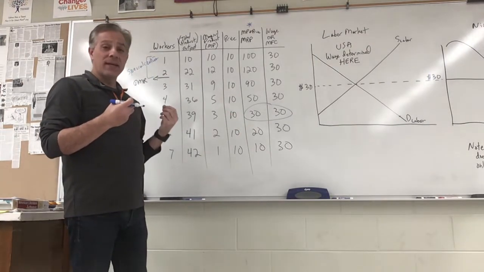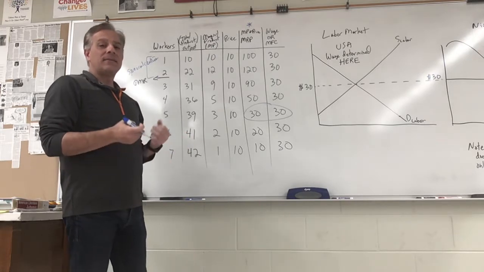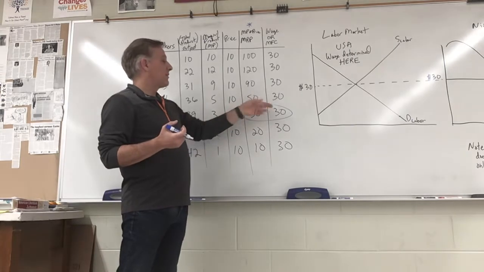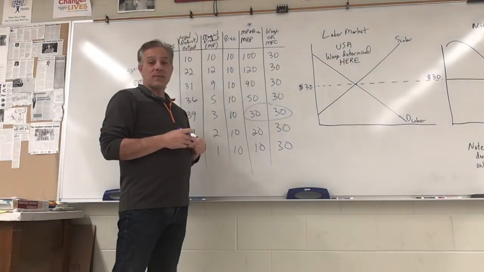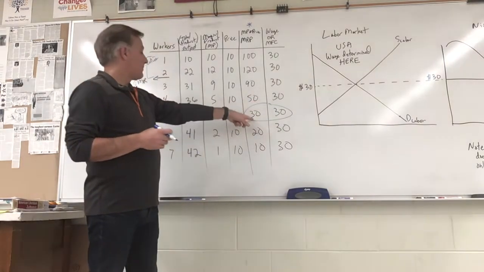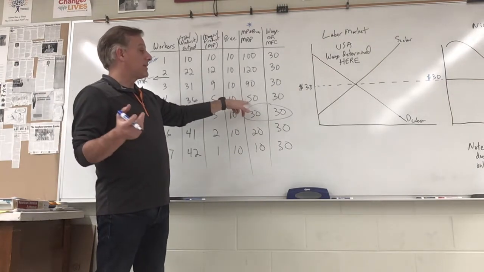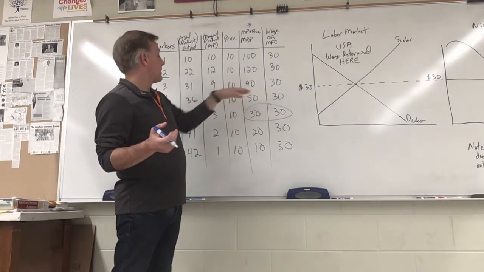Let's say the workers went on strike and demanded a $50 wage. Well, what's the negative? They're gonna hire one less worker, right? The fifth worker would get let go, and then let's say it was $60, then they would only hire 3 workers.